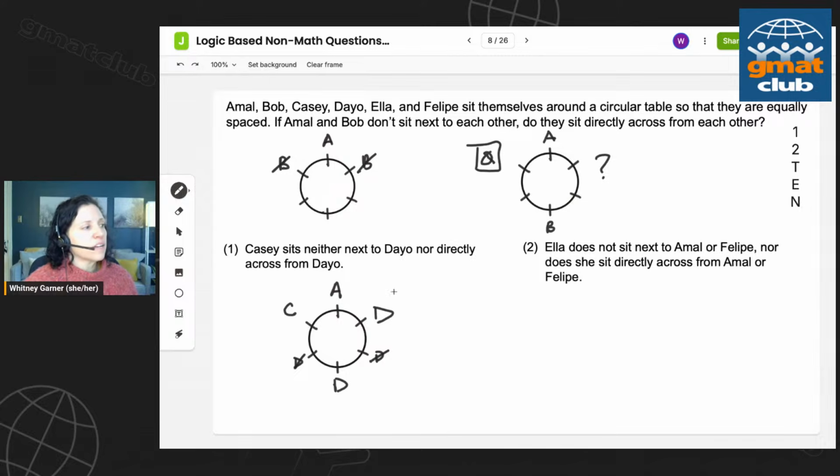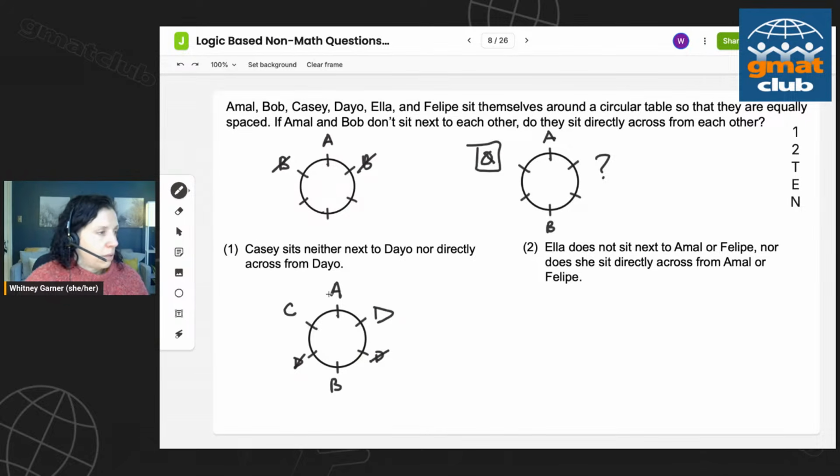So now I need to think of my 2 scenarios, right? Or think of however many scenarios I can come up with. And what I'm really looking for here are scenarios that give me different answers, right? So again, we're back in this universe of wanting different answers. And so let's say we put Deo here. And then Bob is going to go right here because that works, right?